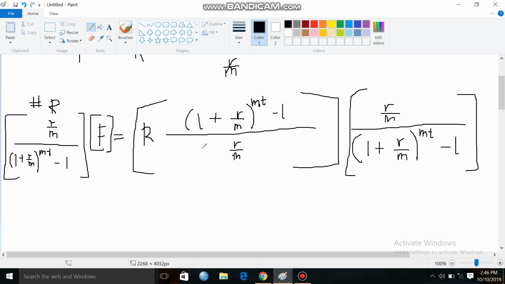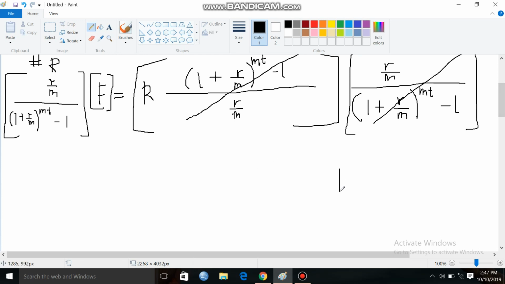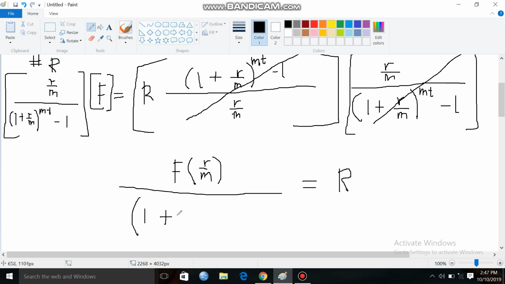Now, why is it that we multiply this to both sides of the equation? Because this is being multiplied by R, and to eliminate it, we need to multiply by its reciprocal. Since this one is the reciprocal of this one, we can cancel them out. So we are left with the variable R. Then we multiply F to this, so this becomes F times r over m, all over 1 plus r over m raised to the power of mt minus 1.